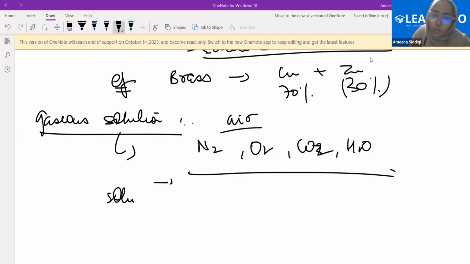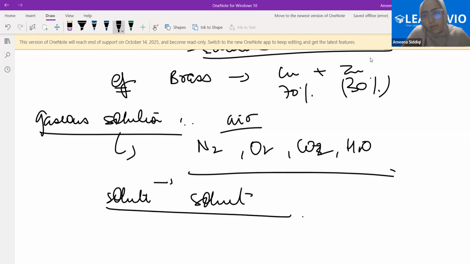If it's a solution, what is the solute and the solvent here? If air is a solution, there should be some solute and solvent, right? The solvent is obviously the one in the larger quantity. Can I say nitrogen is the solvent? Yes, ma'am. And all of the other gases will act as the solute.